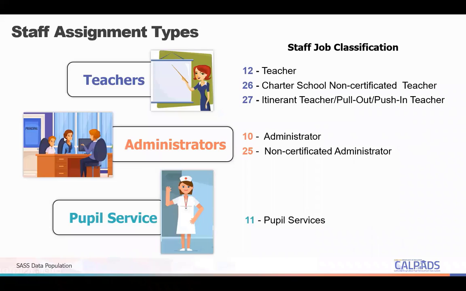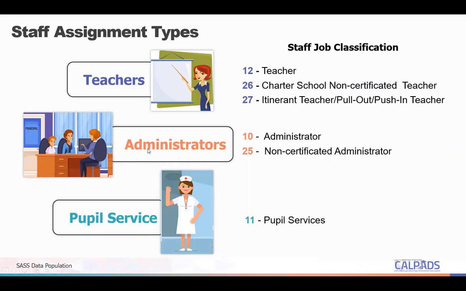The types of staff reported in your SASS file include teachers, administrators, and pupil service staff. A teacher is an employee of the LEA who holds a position requiring certification and whose duties require direct instruction to the students. They also mentor teachers. They can be itinerant teachers and possibly substitute teachers.